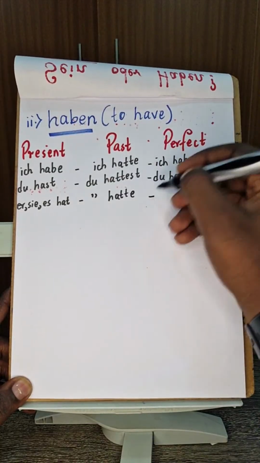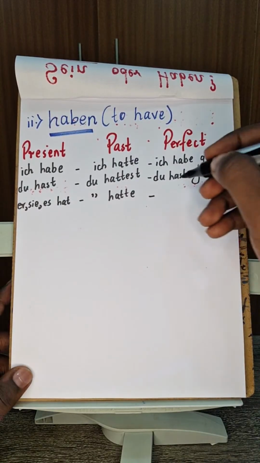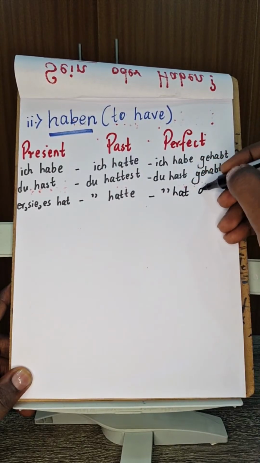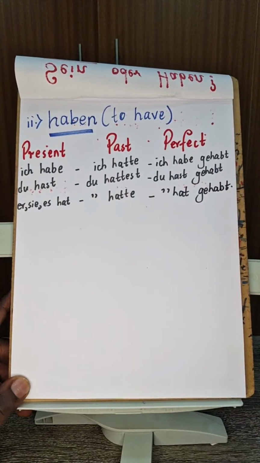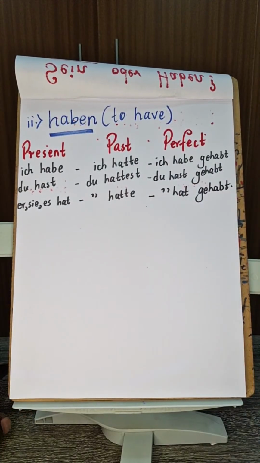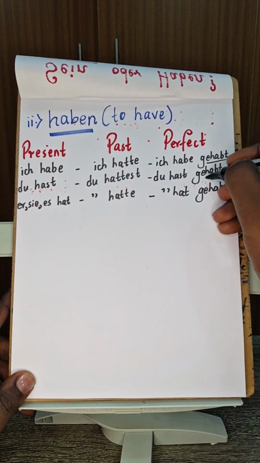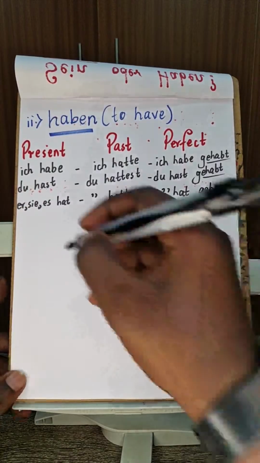Er, sie, es, hatte, he, she, it, had, and then in the perfect you would say er, sie, es, hat gehabt. Now, one common thing that is coming through in the perfect is we use gehabt throughout, right? I have had, you have had, he, she, it has had, in that manner, right? All right, let's go ahead.